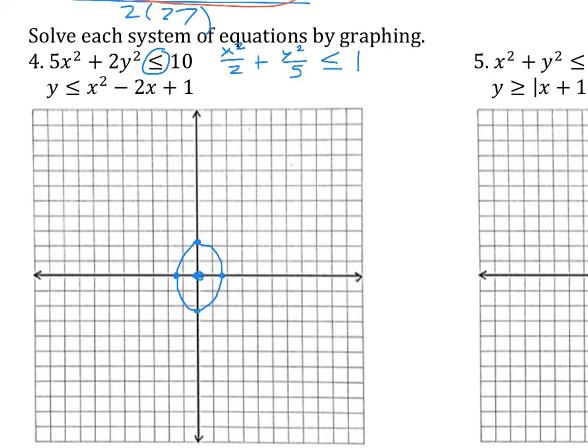Alright, and less than means shade inside, but I'm going to wait till we graph the parabola first. Okay, for that parabola, I could complete the square, but it would be pointless, because if I completed the square with negative 2, I would get plus 1. So you could say the square is already completed. So now just factor what it said at the beginning. If I factor that, I get x minus 1 squared. So now I can see the vertex. The vertex is at 1, 0.